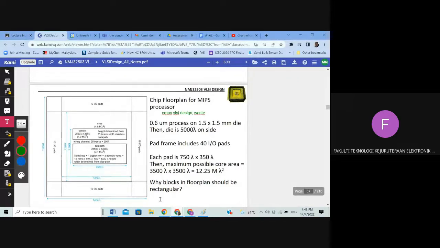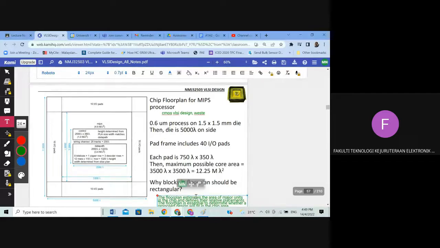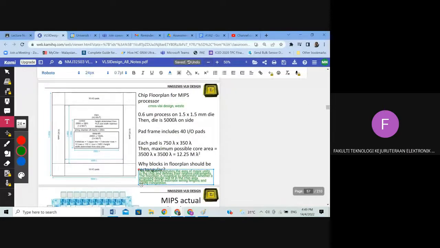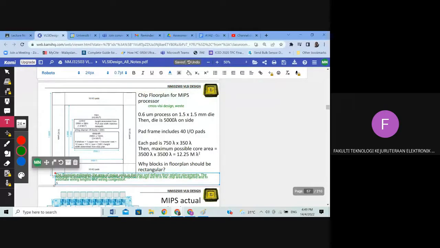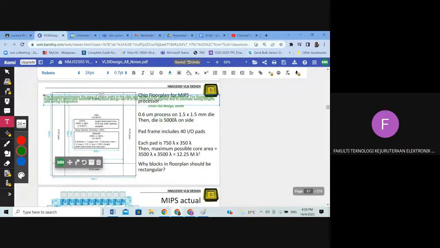So floor planning estimates the area of major units. This is the definition. Try to make it fit. So it estimates.